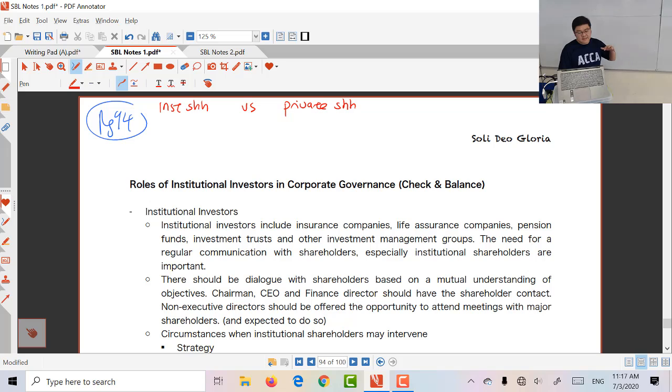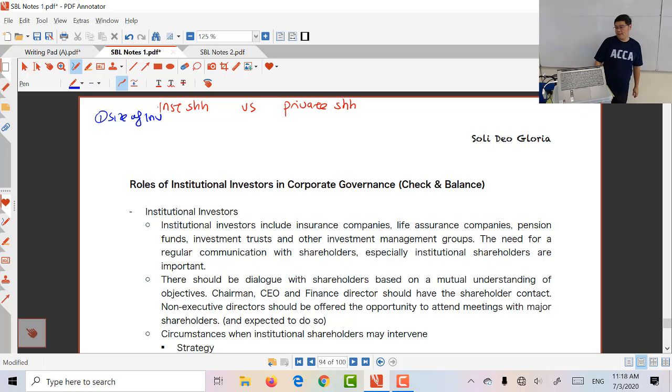Okay, come back to institutional and private shareholders. How different are they? If I ask you to give me the differences in their characteristics, just tell me. How different are these two? The differences between the two. Okay, the size of investment. It's really, really different. And what is the implication as a result of the size of investment?